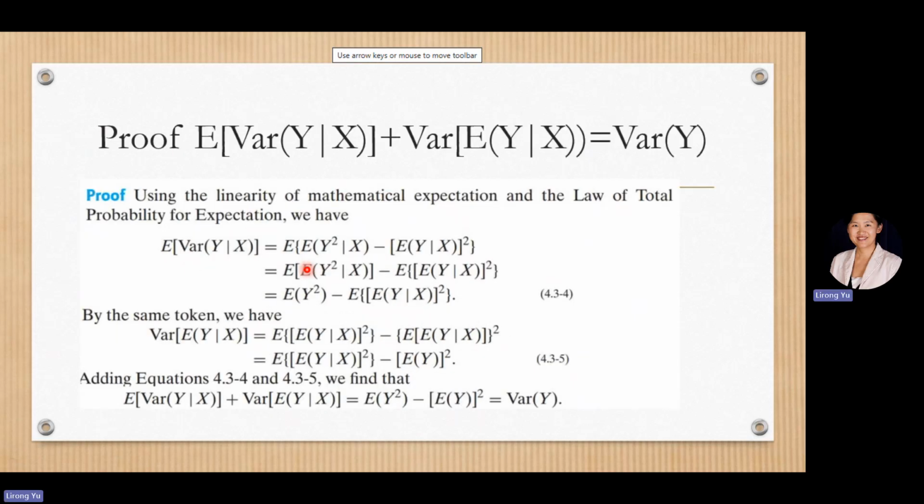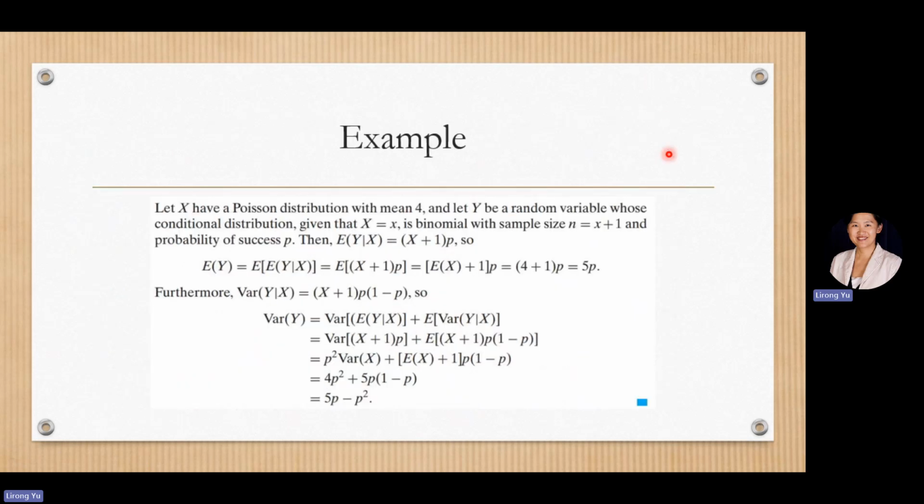All right. So what's the benefit of knowing this? Because sometimes the expectation of the conditional variance or the variance of the conditional expectation is easier to get than the total variance. Like this example. X has a Poisson distribution with mean 4. Y is a random variable whose conditional distribution, given that X equals x, is a binomial distribution with sample size n equal to x plus 1.